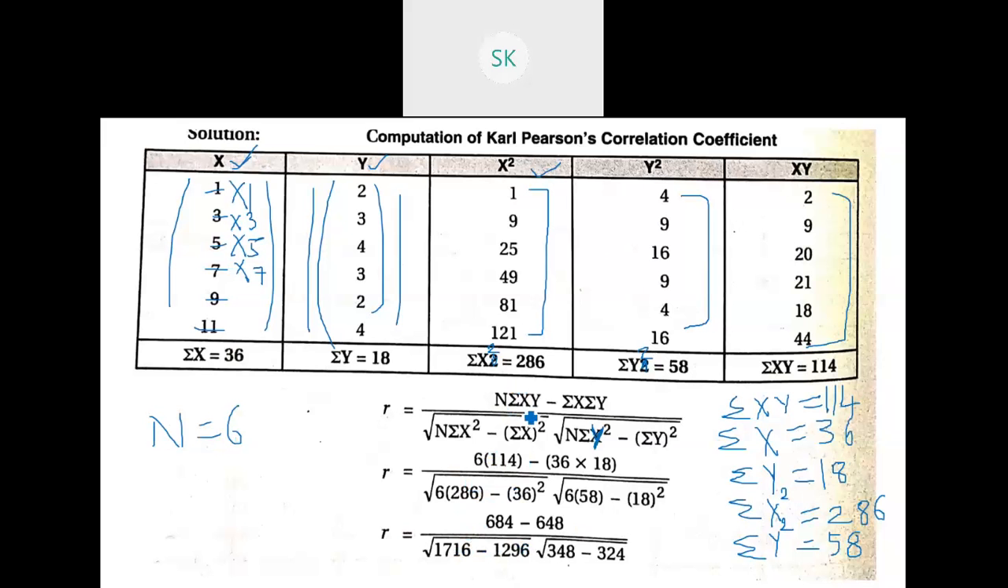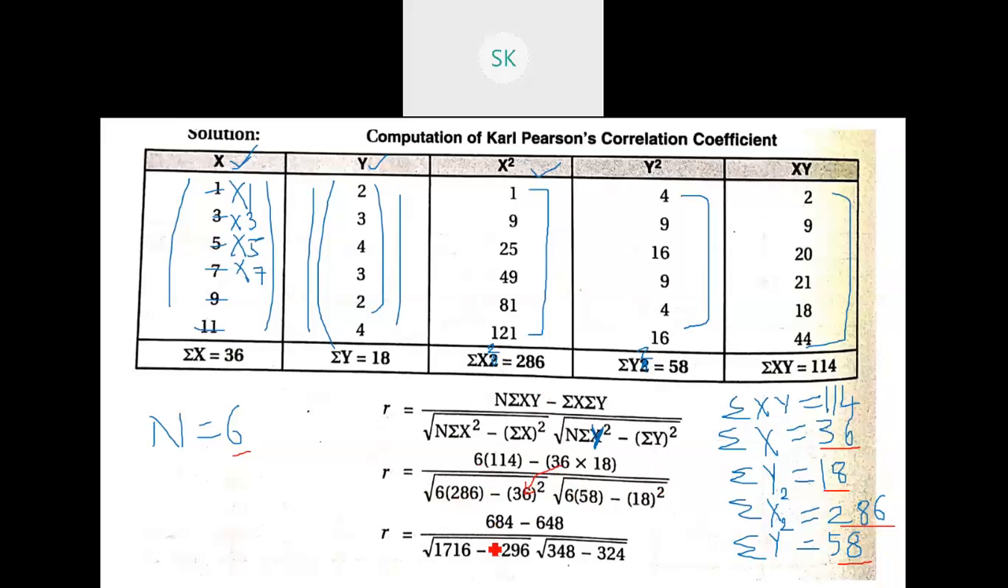So R is equal to 6 into sigma xy, which is 114, minus summation x is 36 into summation y, which is 18. You have all the data given here. Whole divided by square root of n, which is 6, into sigma x square, 286, minus 36 whole square, and again square root of 6 into sigma y square, 58, minus sigma y, 18, whole square.